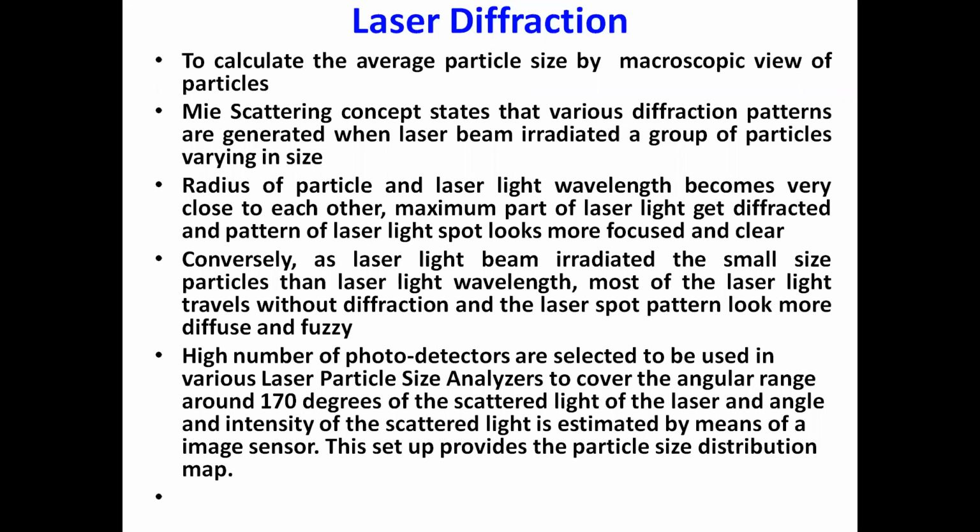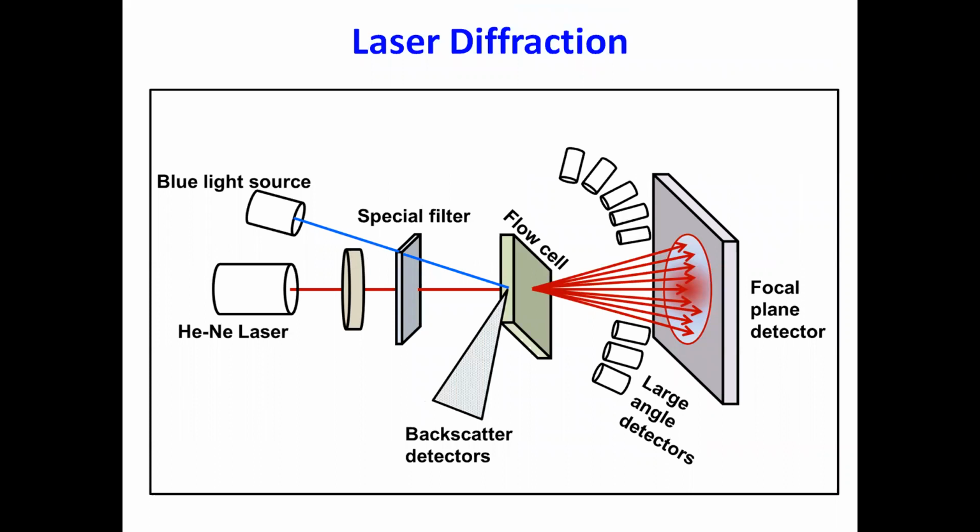So at an angular range of 1 to 170 degrees you have to cover the circumference of a circle. Scattered light of the laser, its angle and intensity, is estimated by means of an image sensor. This setup provides the particle size distribution map also. This you can see here. This is the setup for laser diffraction.